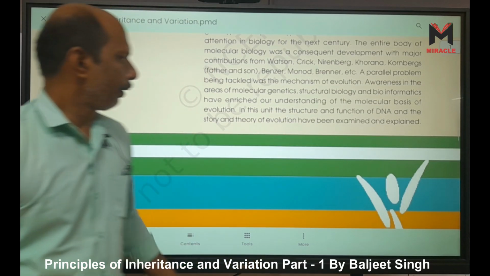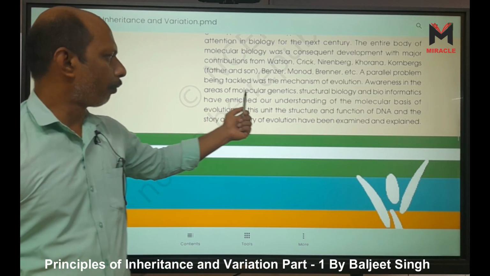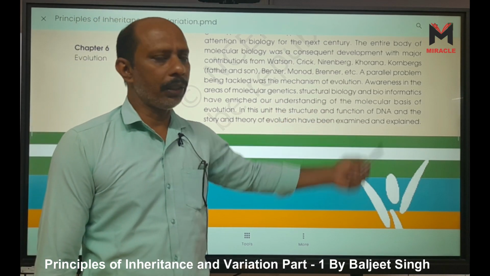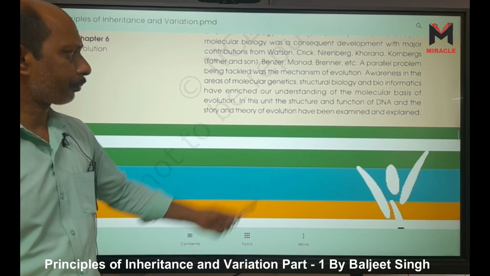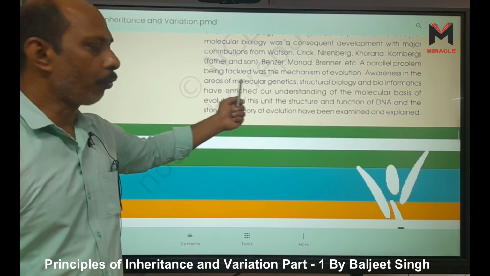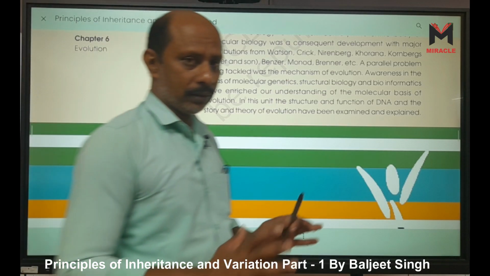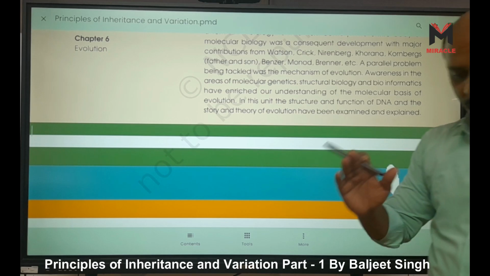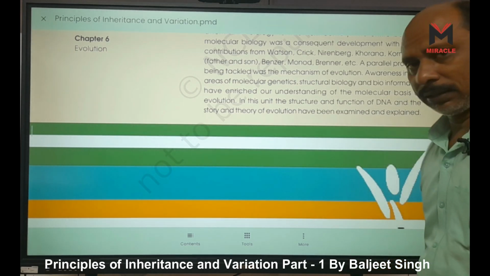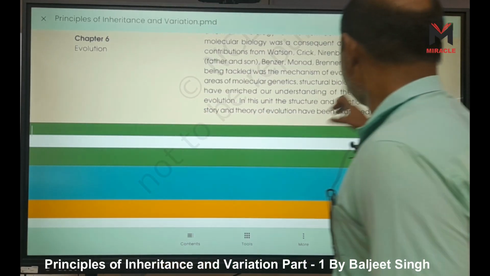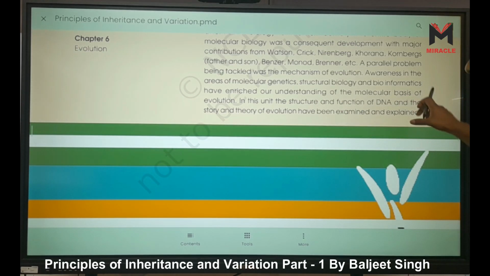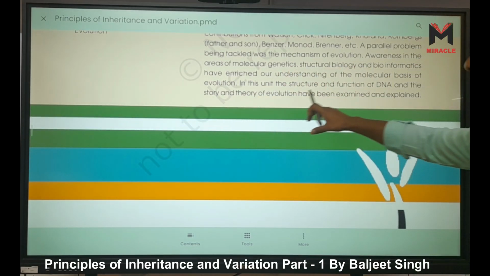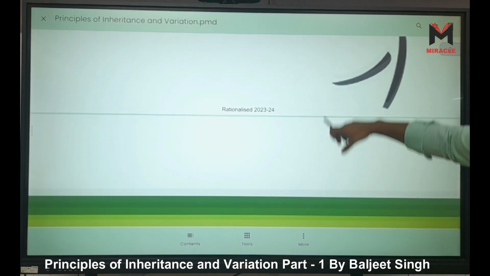Awareness in the areas of molecular genetics, structural biology, and bioinformatics has enriched our understanding of the molecular basis of inheritance and evolution. Molecular genetics means genes, DNA, RNA, expression of genes. Structural biology means morphology and anatomy. And bioinformatics and systematics have enriched our understanding of the molecular basis of evolution. In this unit, the structure and function of DNA and the story and theory of evolution have been examined and explained. In the next chapter, we will read this.